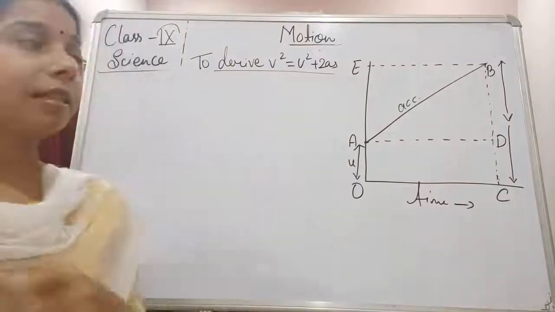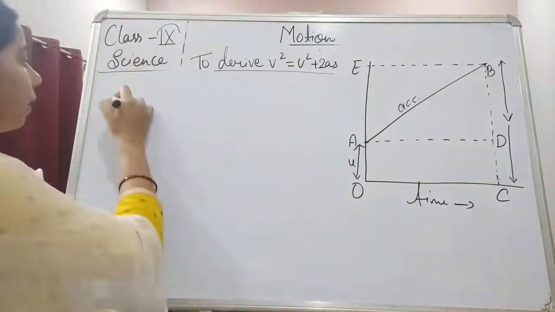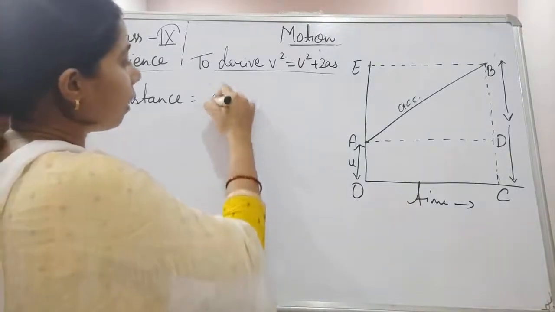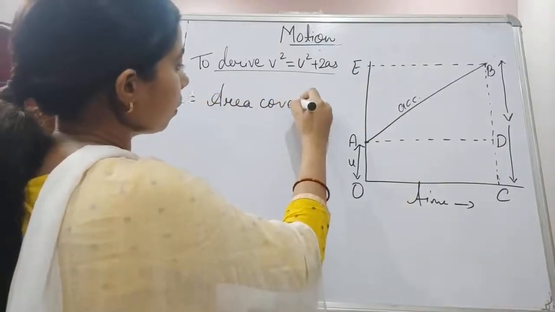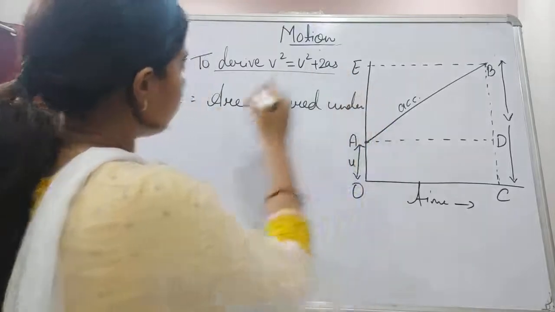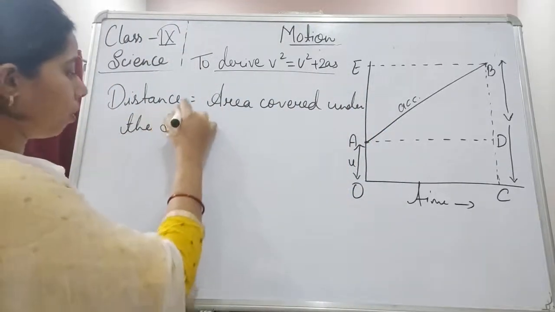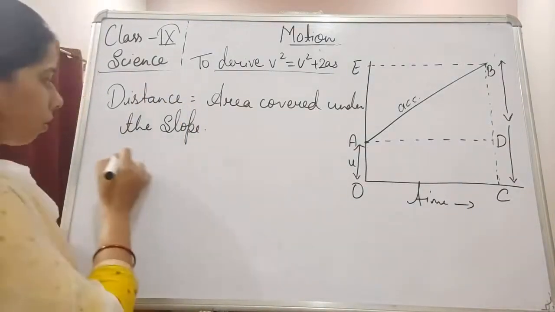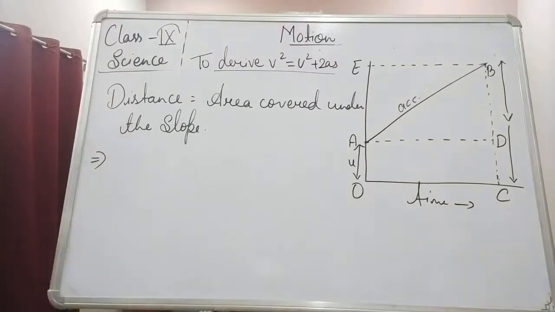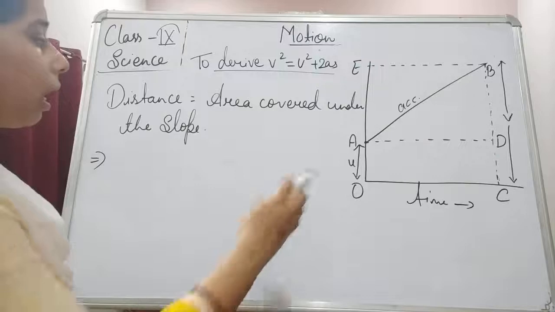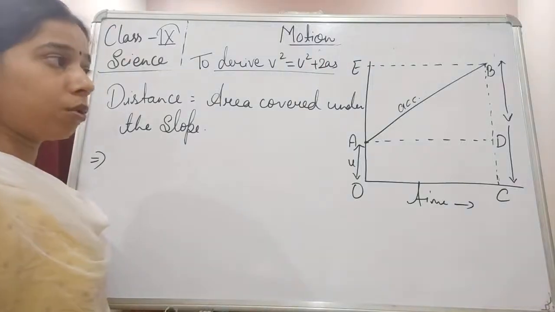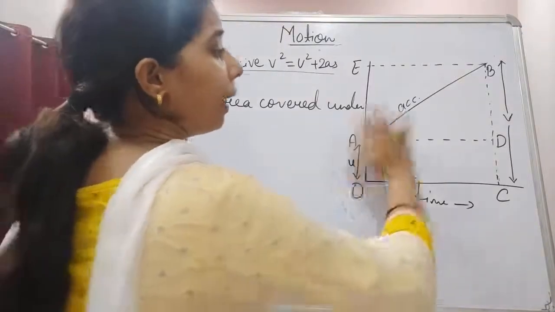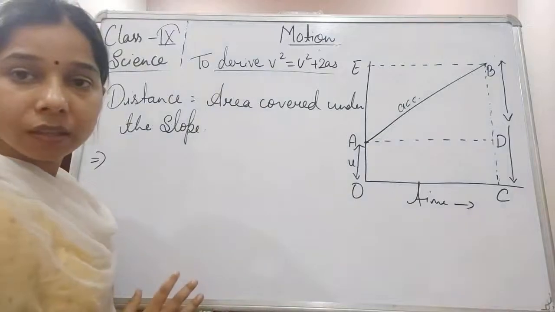The second case can be seen like this. Distance, students, will be equal to the area covered under the slope. The area covered under the slope is the area of a trapezium. This OABC is the area which is covered under the slope, students.